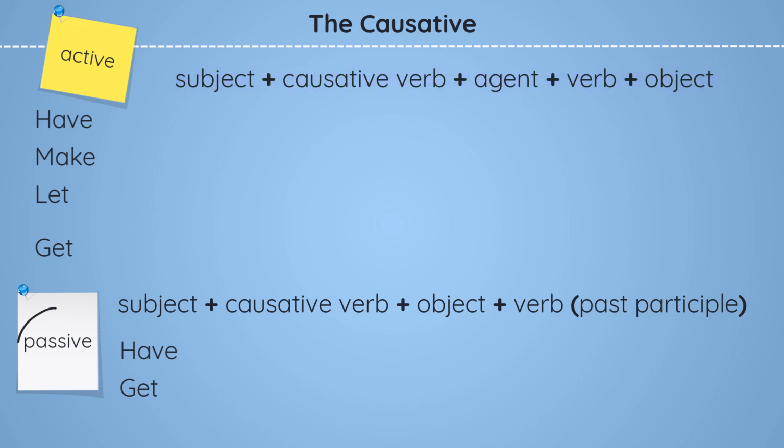But we can also use the passive causative, in which case we have the subject, we have the causative verb, again, we have the object, next, and we have the verb in a past participle form. Notice that I didn't include the agent. You can include the agent. Usually it's obvious. You don't need to, right?